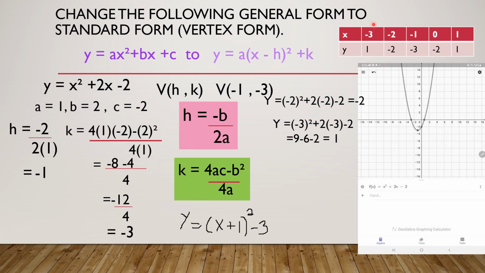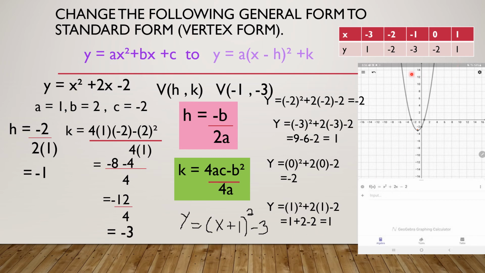Now, what about if x is negative 3? So change that to negative 3 squared plus 2 times negative 3 minus 2. And that is equal to 9 minus 6 minus 2. And 9 minus 6 is 3, minus 2 is 1. So this is 1. So what about if x is 0? So simply that's 0, so y is negative 2. And if x is 1, this is 1 squared plus 2 times 1, that is 2 minus 2, and that is equal to 1. So that is 1.